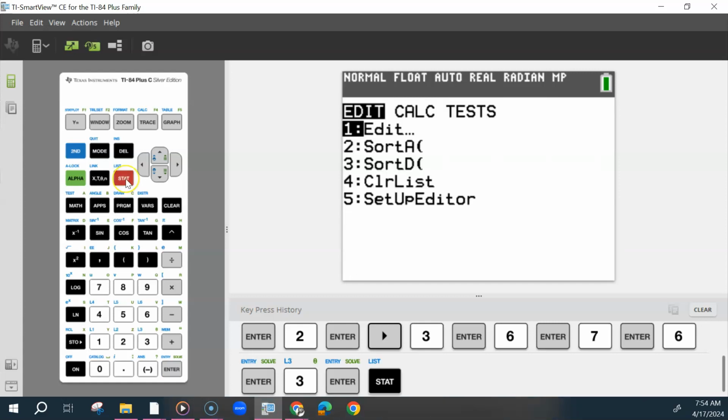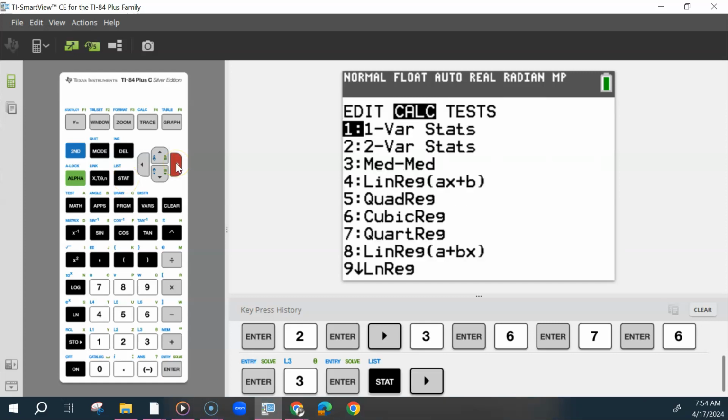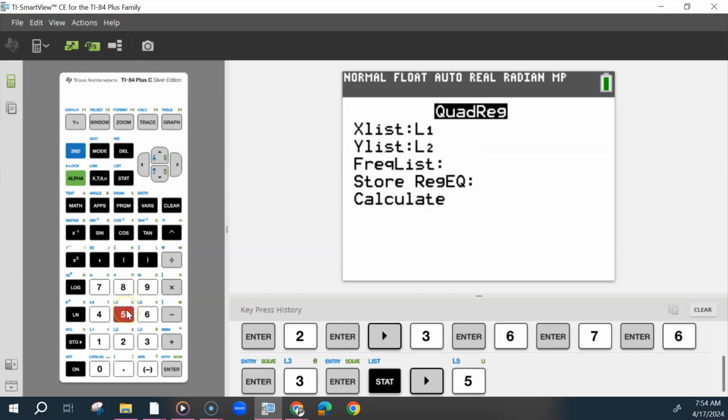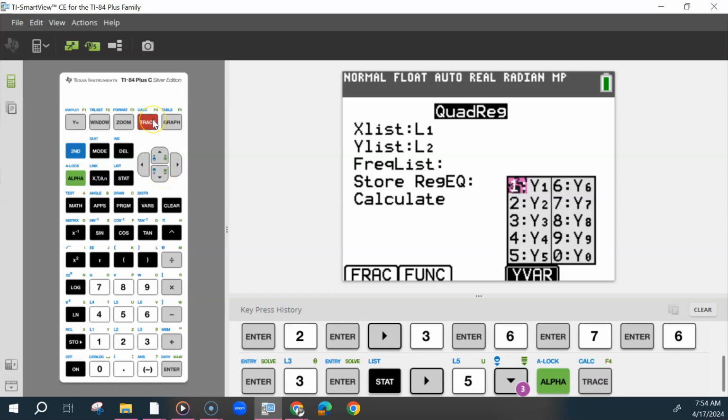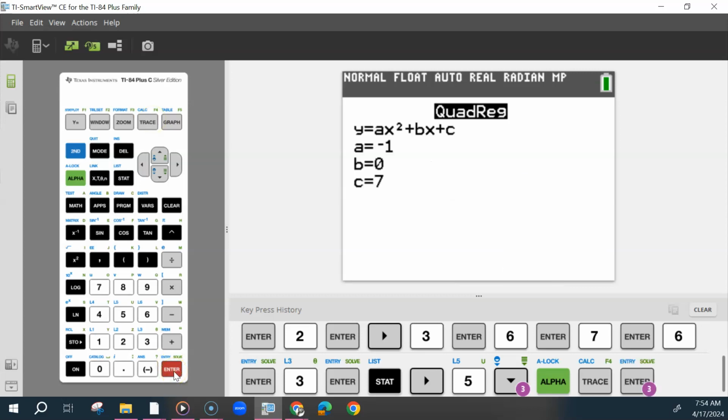Go back into stat, scroll over to calculate, and then instead of number 4, our linear regression, we're going to go to number 5, quadratic regression. This part is the same. We want to find the curve of best fit and predict some value, so I'm going to go down to store regression equation, hit alpha trace, and enter 3 times. Just like your line of best fit, your curve of best fit fits your data as well as possible to whatever curve you put.